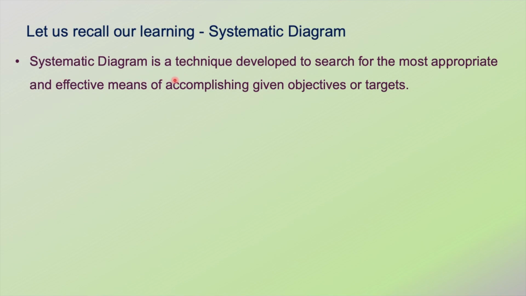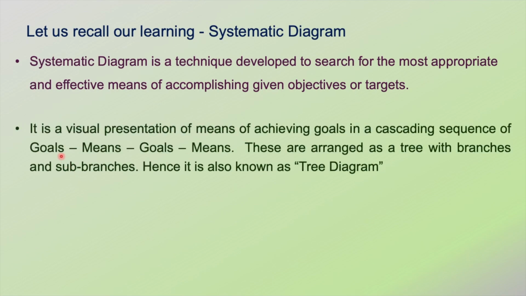Systematic diagram is a technique developed to search for the most appropriate means, that is, very relevant and effective means which, if deployed, will achieve the results. That's what effective means of accomplishing given objectives or targets. If you want to achieve a target, how can we break it into small targets and deploy them to various people or various resources? That is the purpose of systematic diagram.